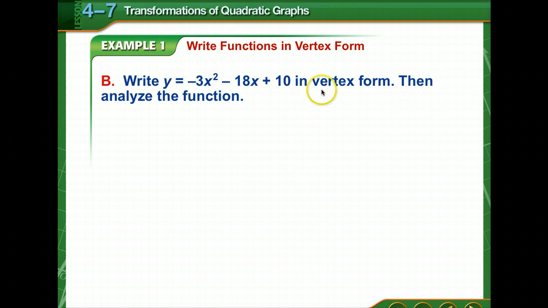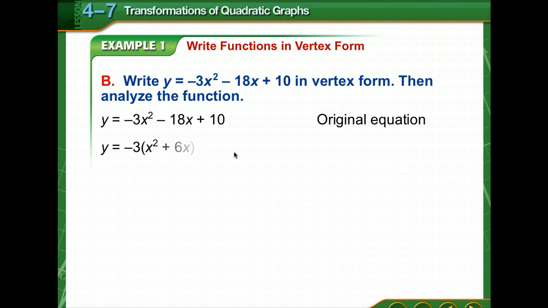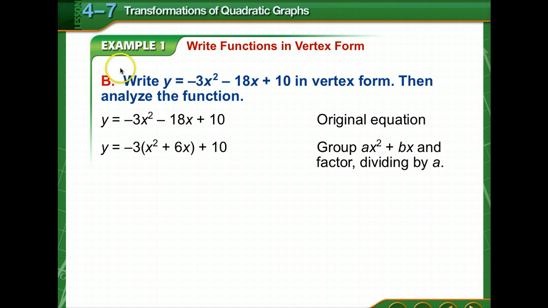Now let's look at this one. Notice that our coefficient with our quadratic term is not a 1. We've got a negative 3. So out of these first two terms, we're going to factor out a negative 3. That leaves us with x^2 + 6x.